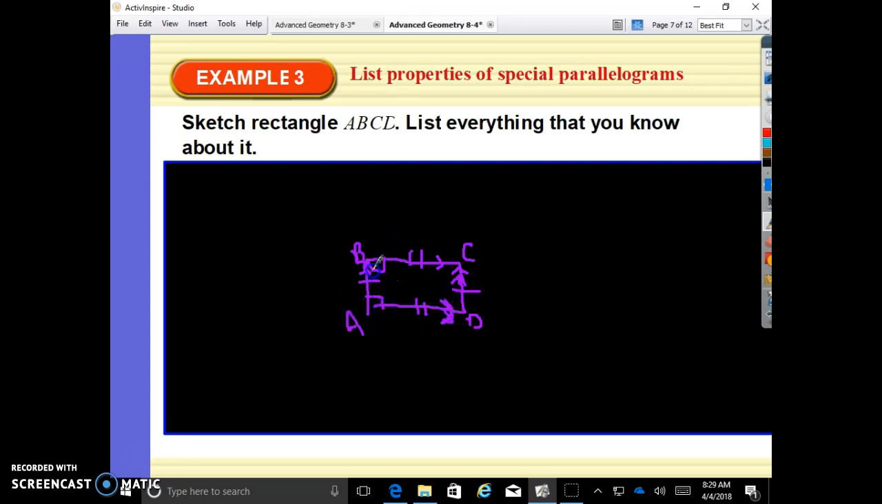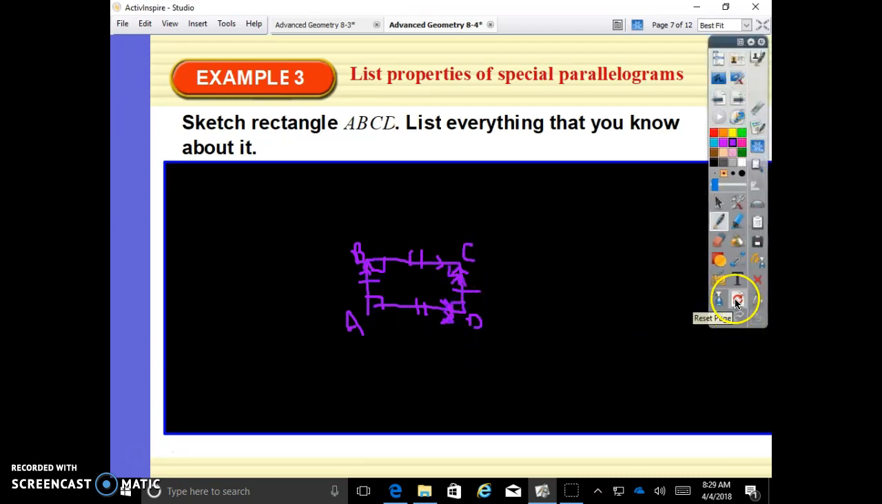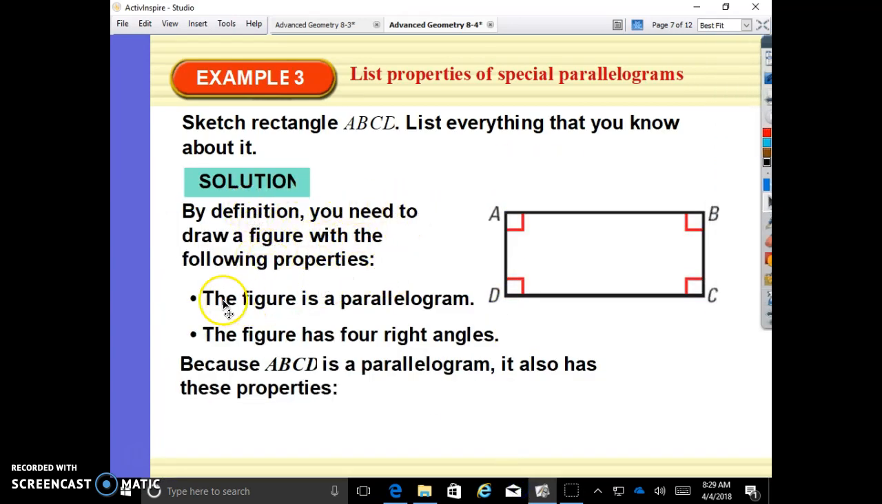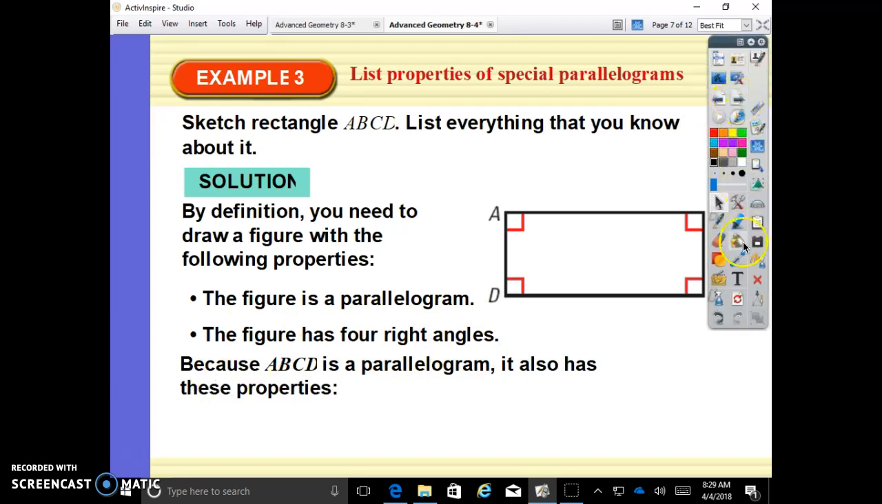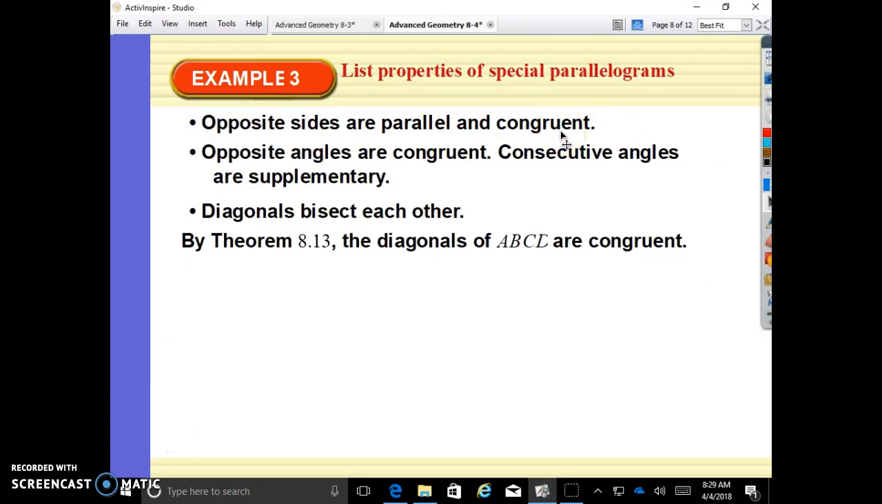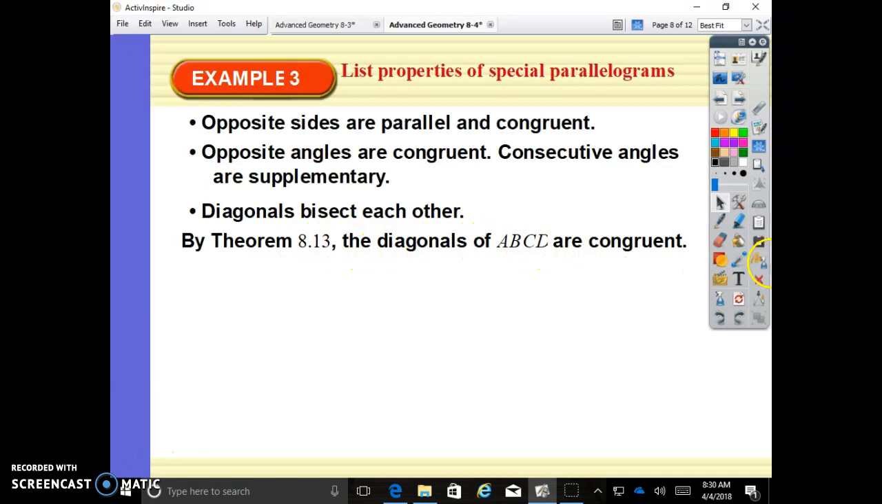All right angles. What else? Opposite angles are congruent. By definition, you need to draw the figure with the following properties. The figure is a parallelogram. It has 4 right angles. Because it's a parallelogram, it also has the following properties. Opposite sides are parallel and congruent. Opposite angles are congruent. Consecutive interior angles are supplementary. The diagonals bisect each other. By theorem 8.13, the diagonals of rectangle ABCD are congruent.